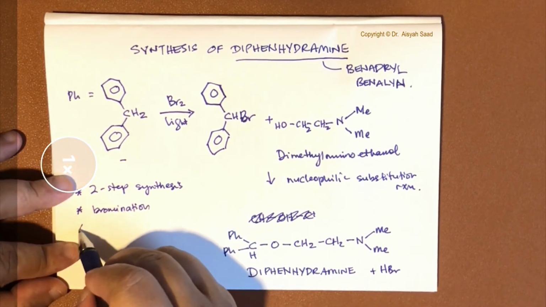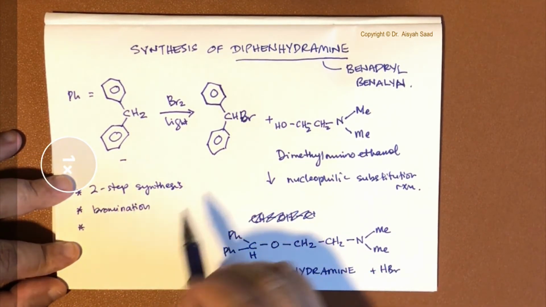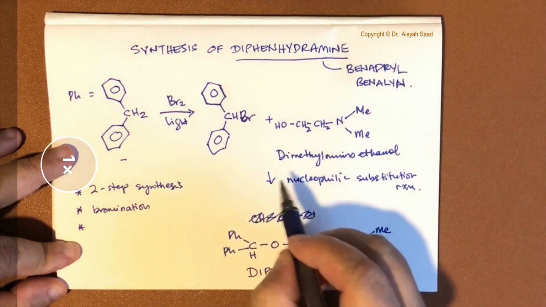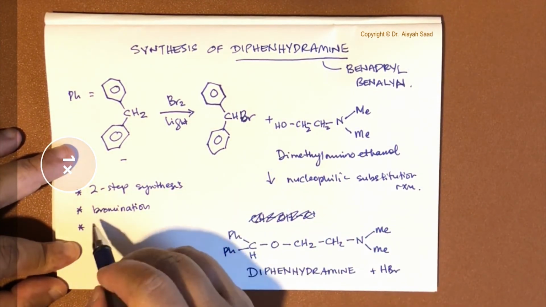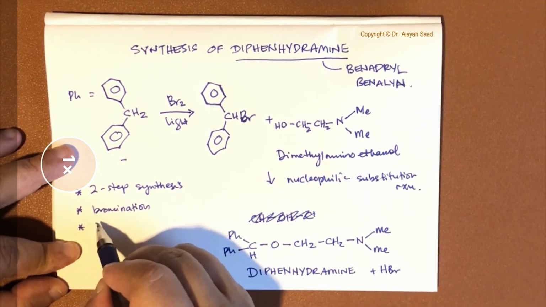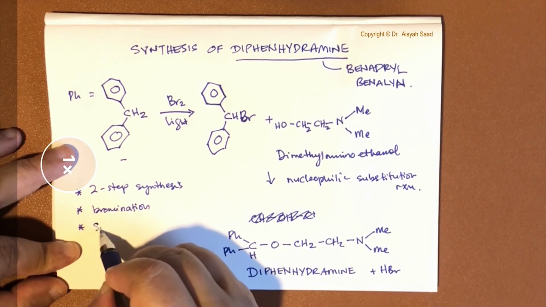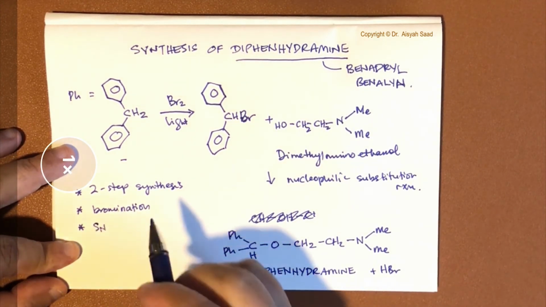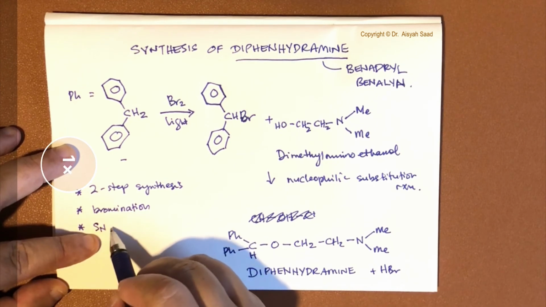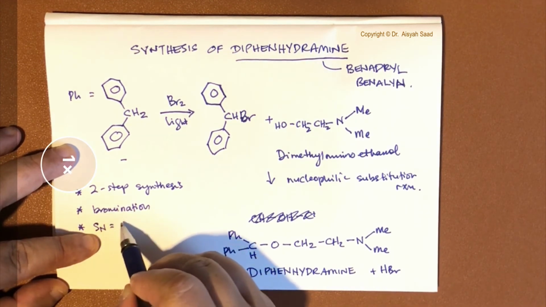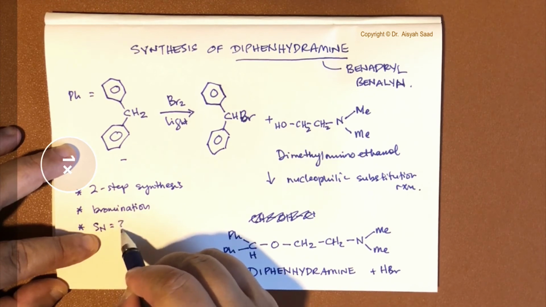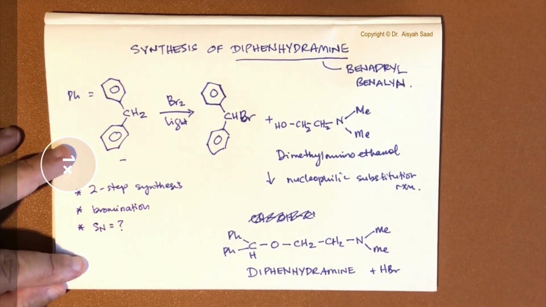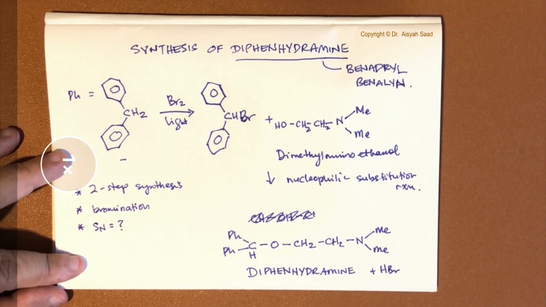That's one. The first reaction proceeded under light, bromination, and the second reaction here proceeded under nucleophilic substitution reaction. But which type of SN is this? Is it 1 or 2? I'm going to ask you in my lecture. Yep, that's how simple the synthesis of diphenhydramine is.